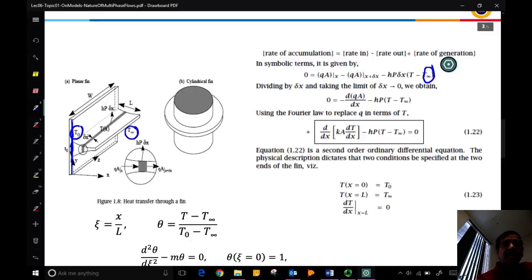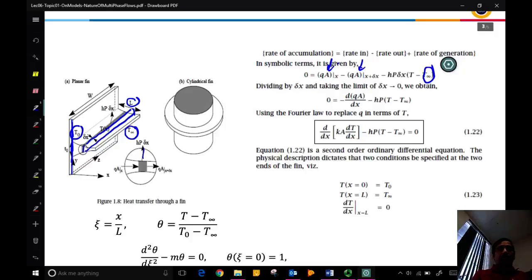Okay, and L is the length of the fin from the base to the tip, and A is the cross-sectional area that you see. If you cut the fin, you will see an area, and it is through that area that conduction takes place. There is also some heat lost to the surroundings by convection. Often you have a fan blowing on top of these fins.